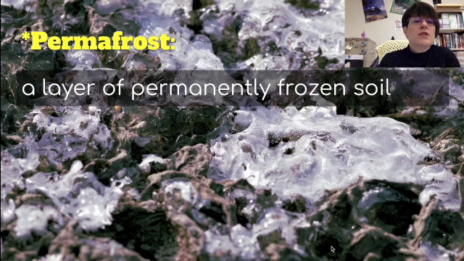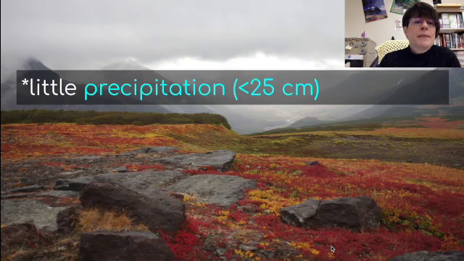There's also what's called permafrost. This is a layer of permanently frozen soil since those temperatures do not really get very high. And there's very little precipitation, less than 25 centimeters per year. So think of our 25 centimeter graduated cylinder. That's the amount of precipitation per year, not very much.